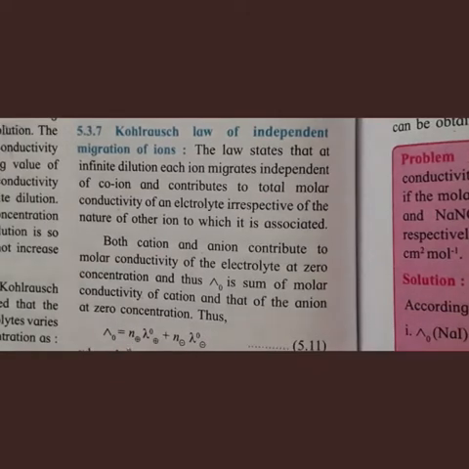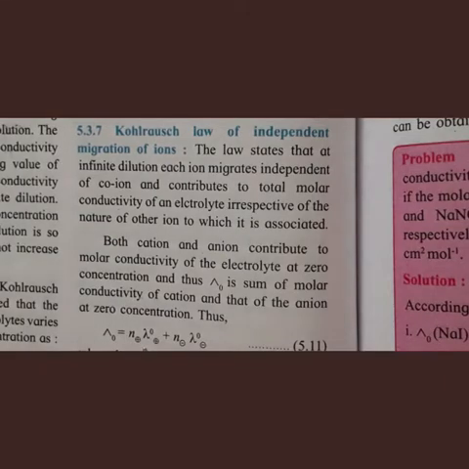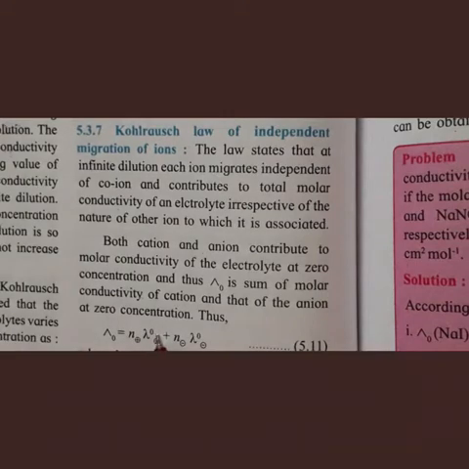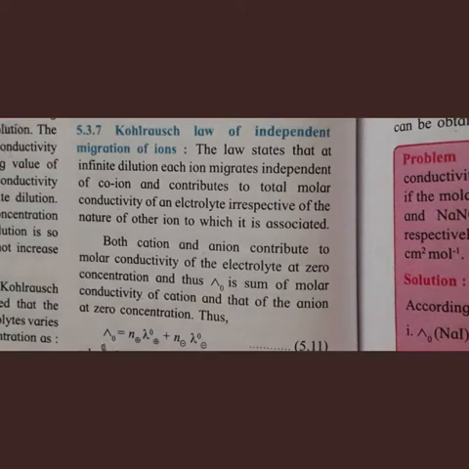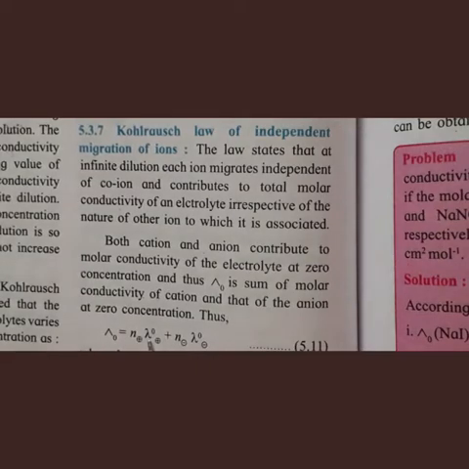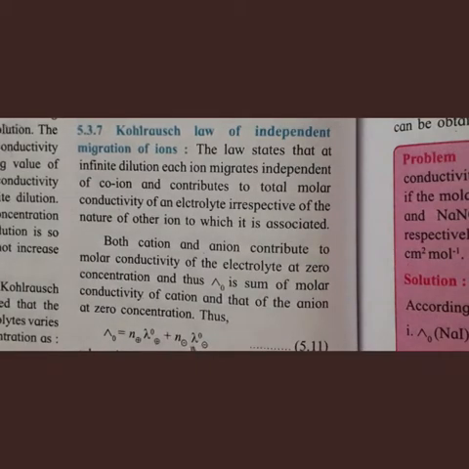See, n plus means what? Number of moles of cations, and this is the molar conductivity of cation at zero concentration. And n minus means number of moles of anions, and this is the molar conductivity of anion at zero concentration. So molar conductivity at zero concentration is the sum of molar conductivity of cation plus molar conductivity of anion.